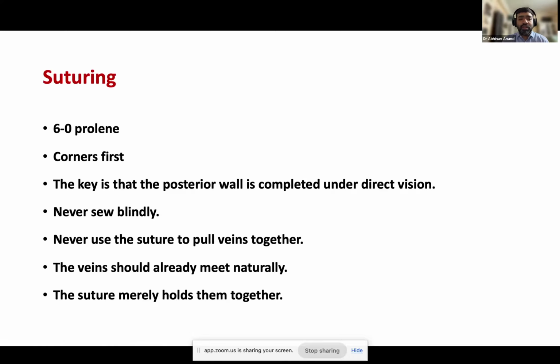We take both the corners first. The knots have to come outside basically. The key is that the posterior wall should completely be under vision, and we never sew blindly, and never use the sutures to pull the veins together. The veins should naturally meet, and the sutures merely hold them together.